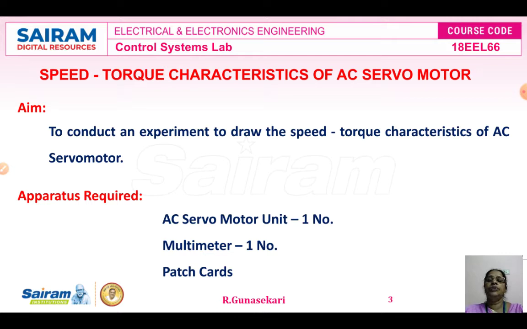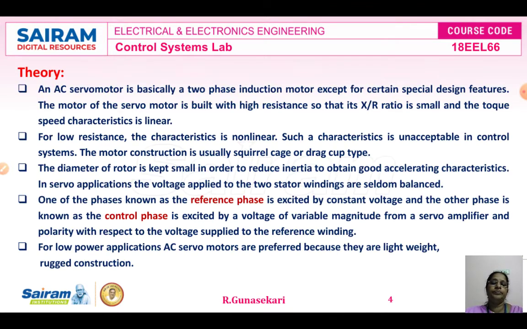Aim: to conduct an experiment to draw the speed torque characteristics of AC servo motor. Apparatus required: AC servo motor unit, 1 number; multimeter, 1 number; patch cards as required.